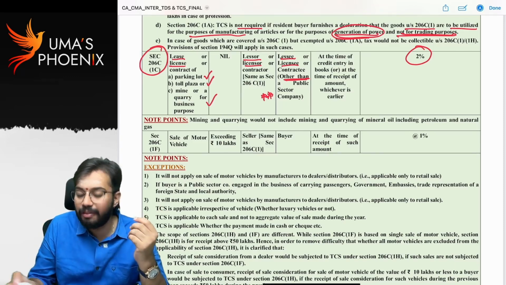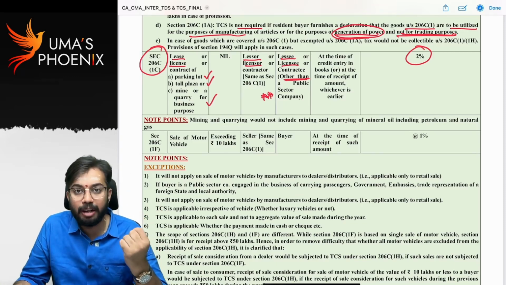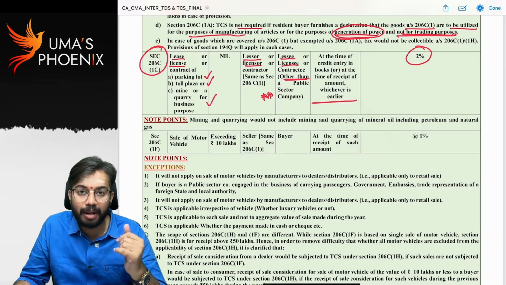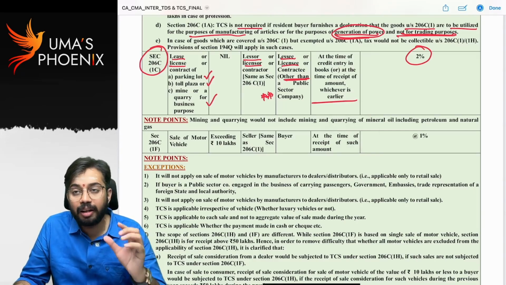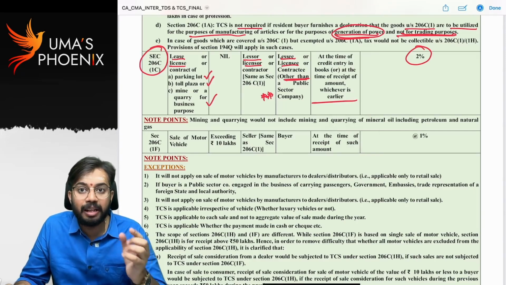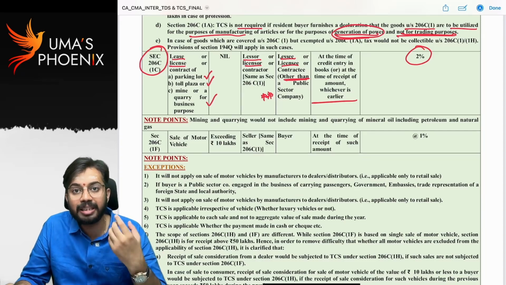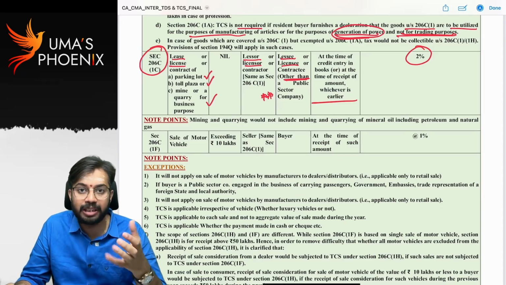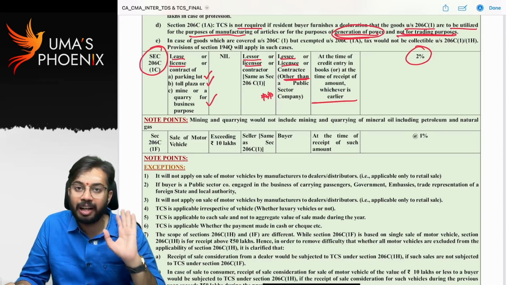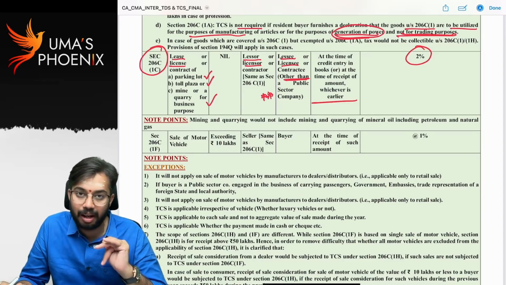When is TCS required to be collected? At the time of entry in books of accounts or at the time of payment, whichever is earlier. That means the date on which that lease value is recognized in books of accounts, like that particular month's lease income is recognized, or the date on which lease income is actually received. Out of these two dates, whichever is the earlier date, on that earlier date TCS is required to be collected.